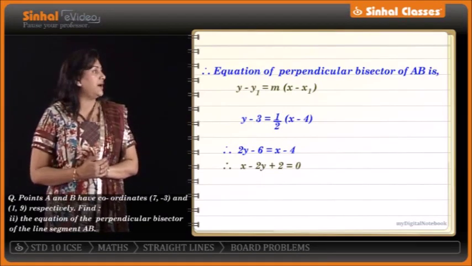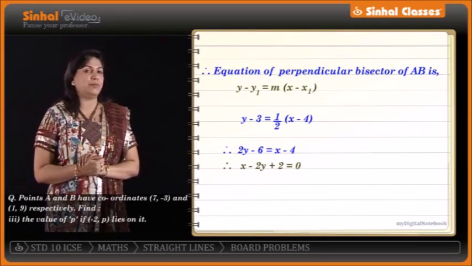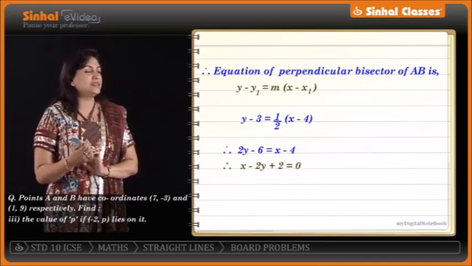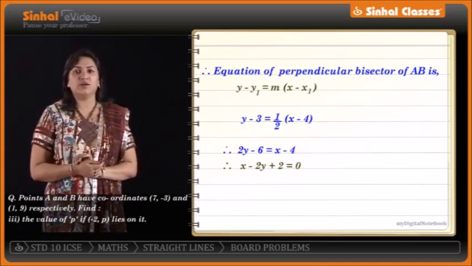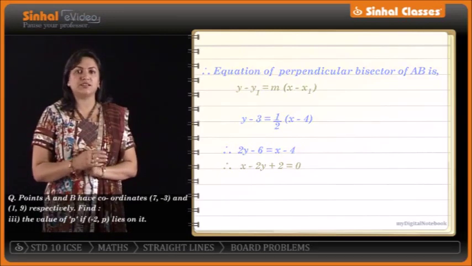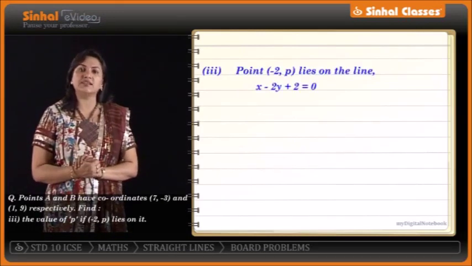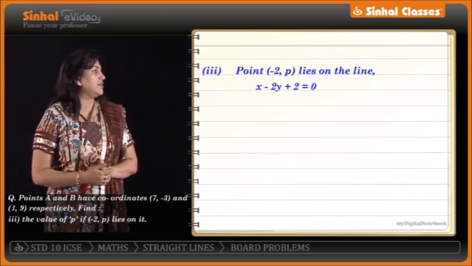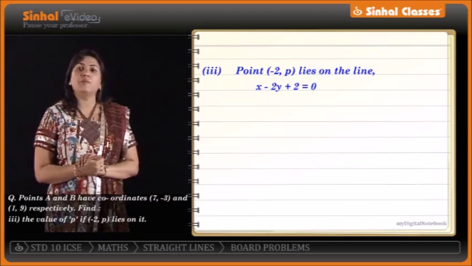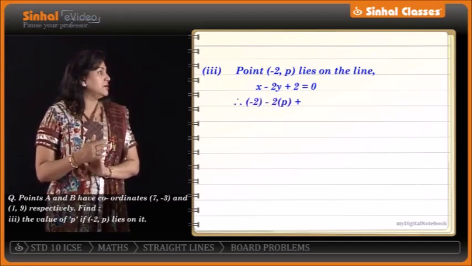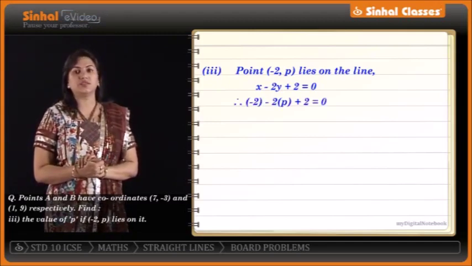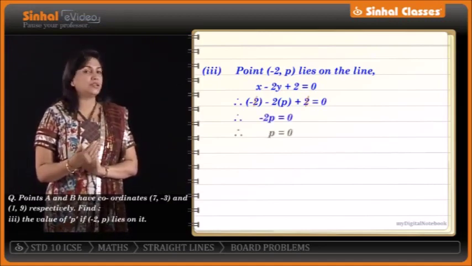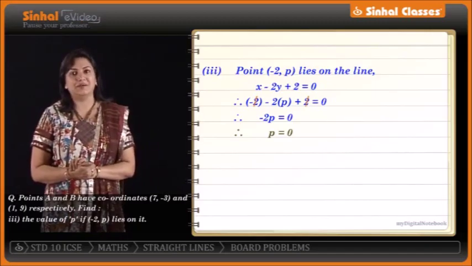Now for the third part, find the value of P if (-2, P) lies on the line. So let's substitute the x coordinate as -2 and the y coordinate as P in the equation of the line. We have -2 - 2P + 2 is equal to 0. That is -2P is 0. So we get P is equal to 0.